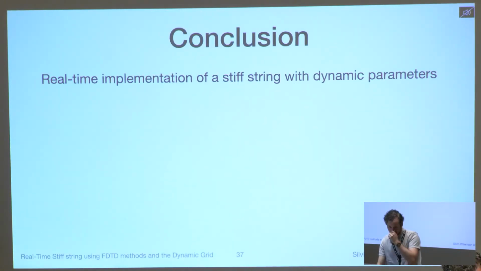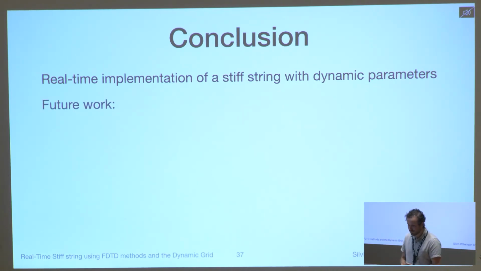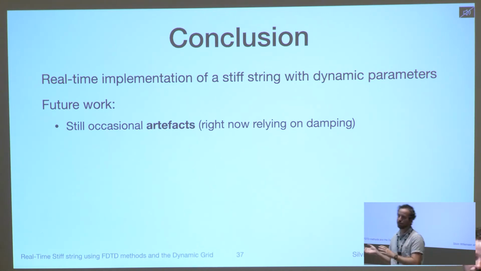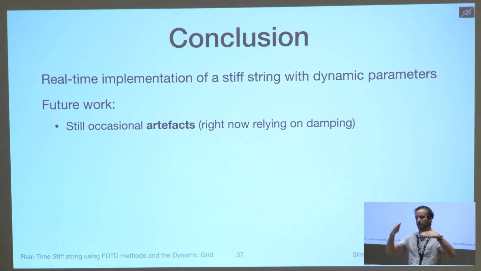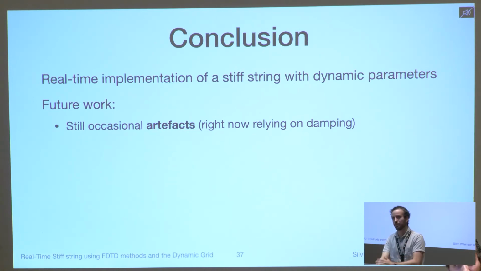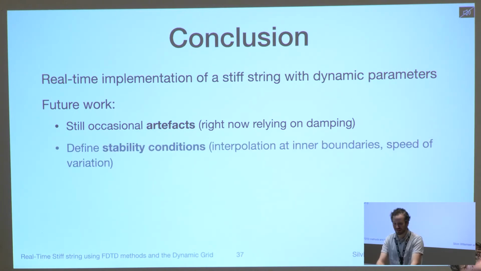Cool, so in conclusion, we presented a real-time implementation of a stiff string with dynamic parameters. Future work: there are still occasional artifacts. Right now we're relying especially on frequency-dependent damping in order to reduce the artifacts that happen when removing grid points at the inner boundaries. It might happen that these grid points are very different in state when they are removed, so you get these artifacts sent into the system. But if you have enough frequency-dependent damping, you do not hear that. Of course, listening tests will have to confirm that.